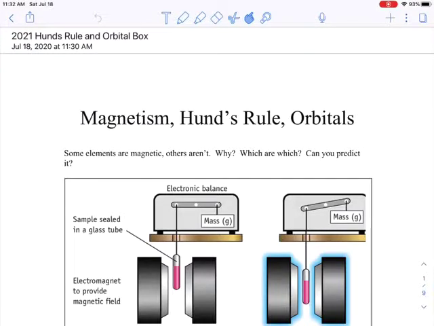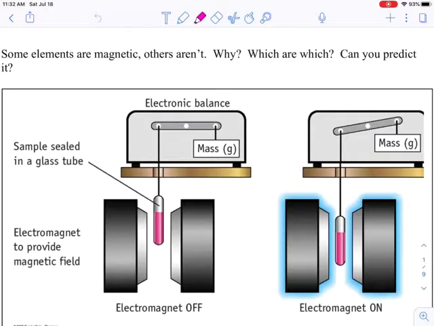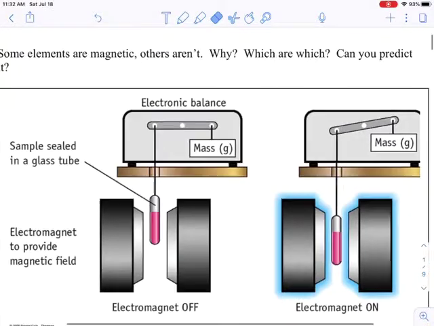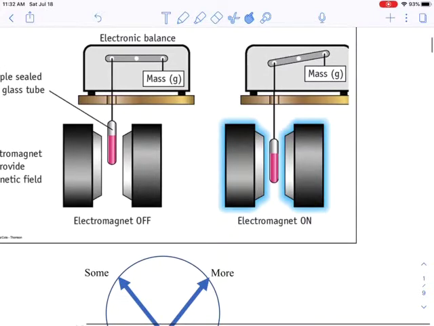So scientists decided to test a variety of these elements and see which ones responded best to the magnetic field. Here's what they do. They take a tube, put the sample in there, and then put that sample in between an electromagnet that provides a magnetic field. You're either going to get a response or not. And if you get a response, it is going to show up on this scale. There's some action on a scale or some sort of device there.